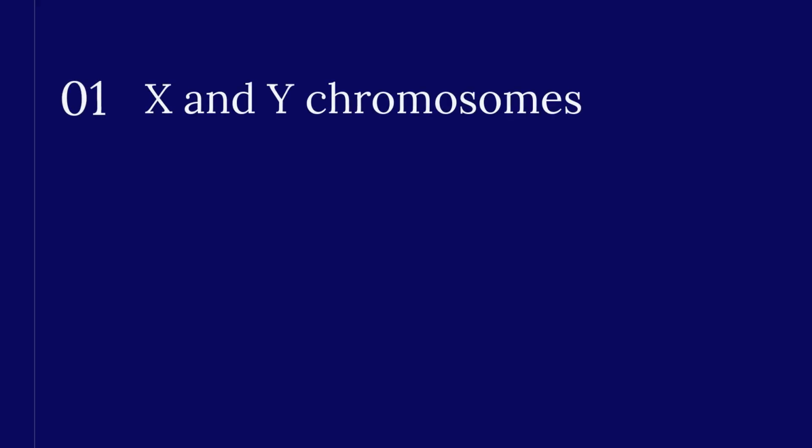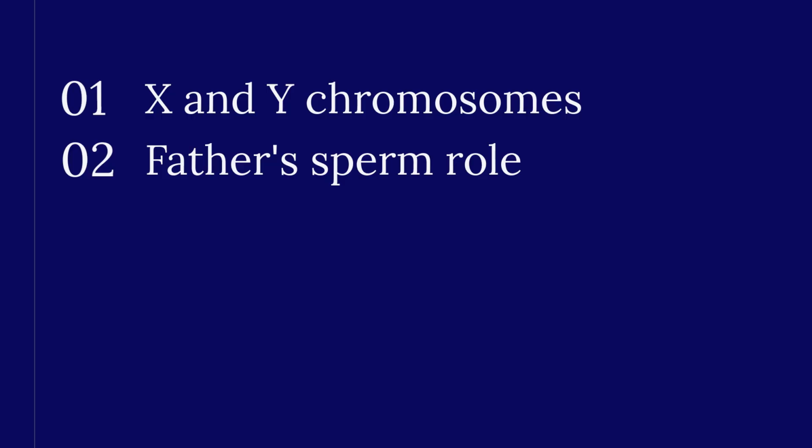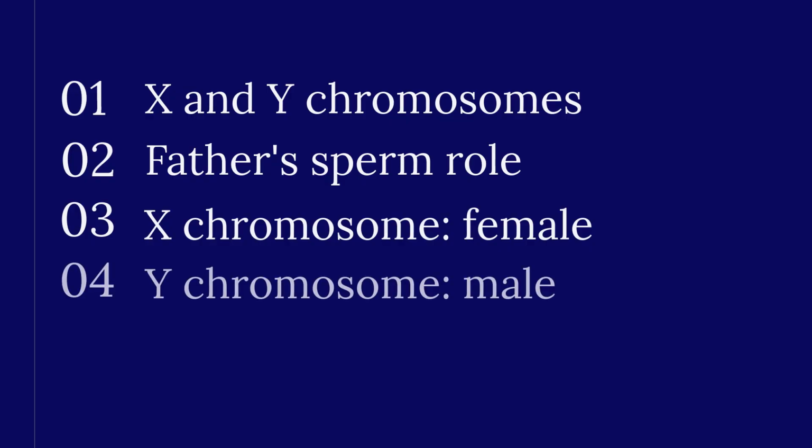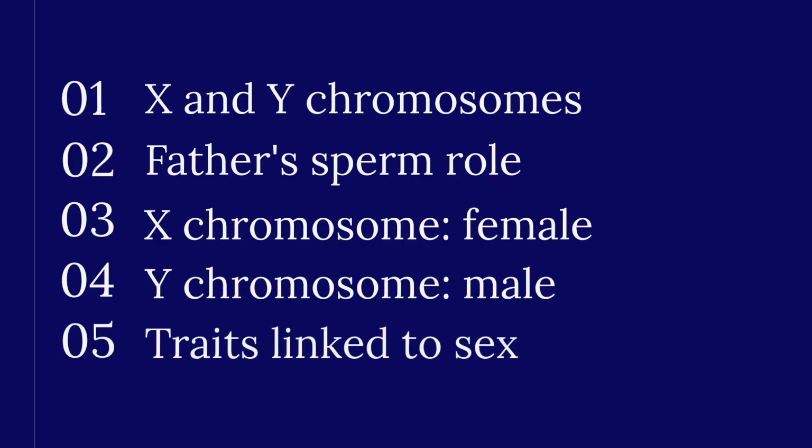Females have 2 X chromosomes, while males have 1 X and 1 Y. The father's sperm determines the child's sex. An X chromosome results in a female, a Y in a male. Some traits are linked to sex chromosomes. Examples include colorblindness and hemophilia.